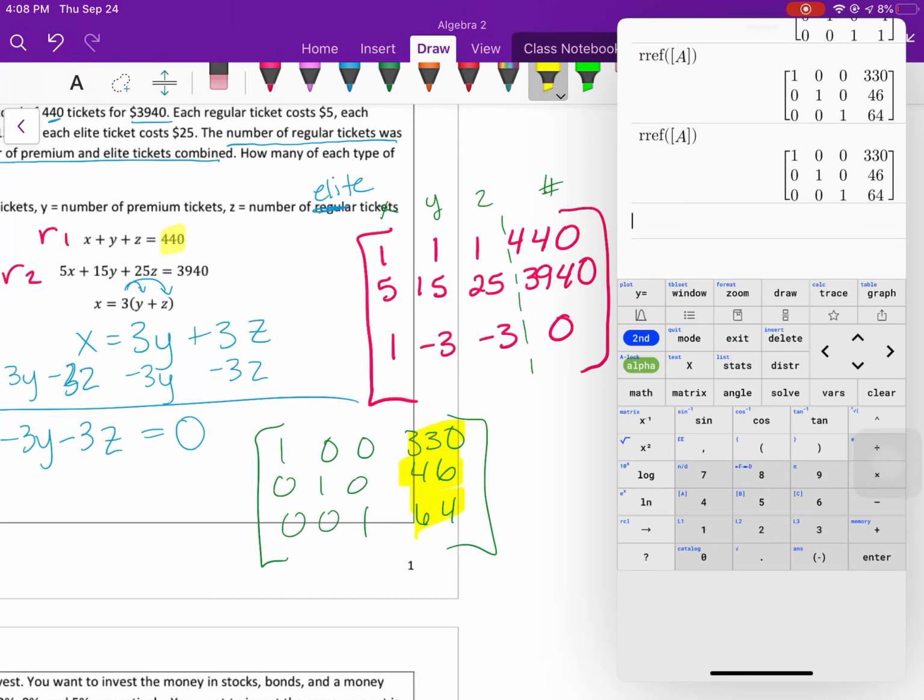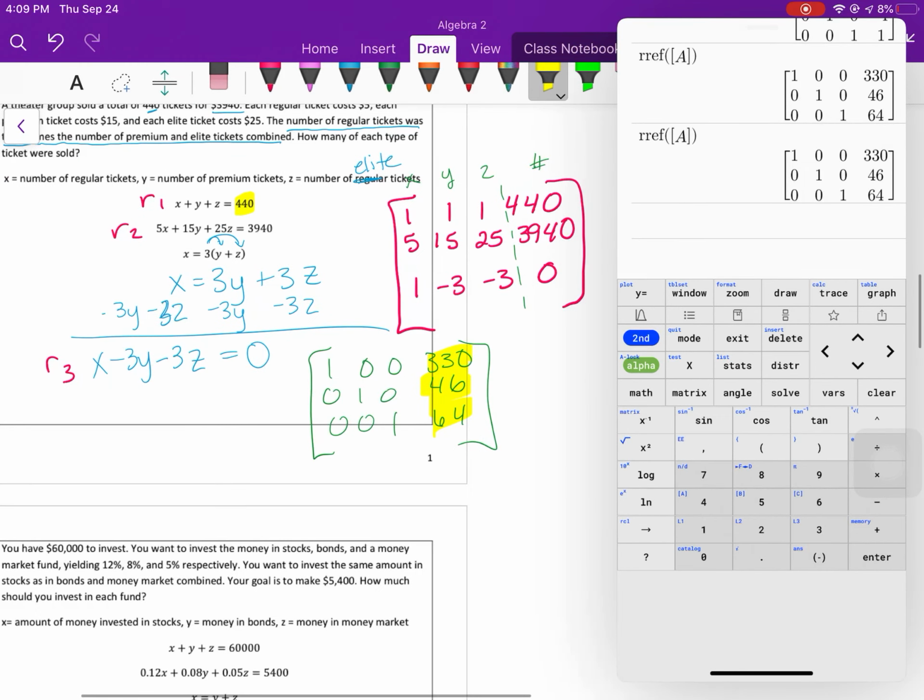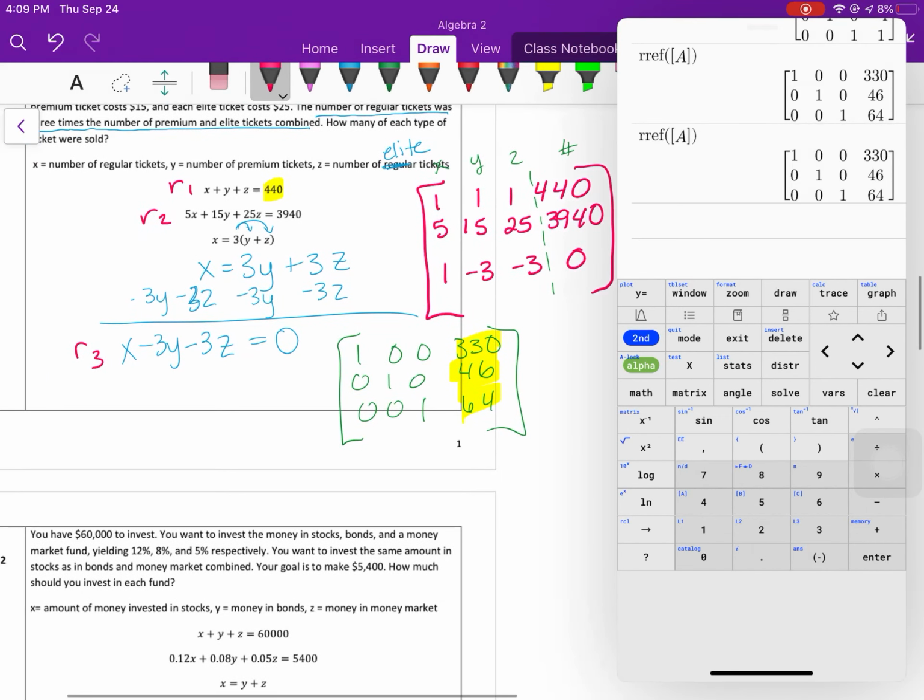So first of all, we knew that these should add up to 440. So our answers, the total number of tickets, should add up to 440. If you're getting decimals or negatives, something is entered in your matrix incorrectly. So double check that. Did you put the 3's in the wrong spot, the x's and the z's, or did you forget a negative? Something was done wrong if you are getting an answer that doesn't make sense.